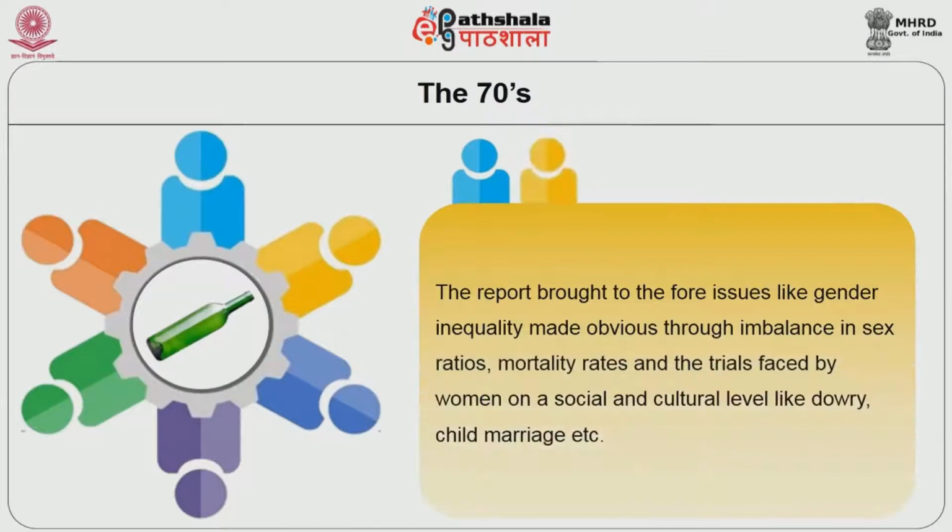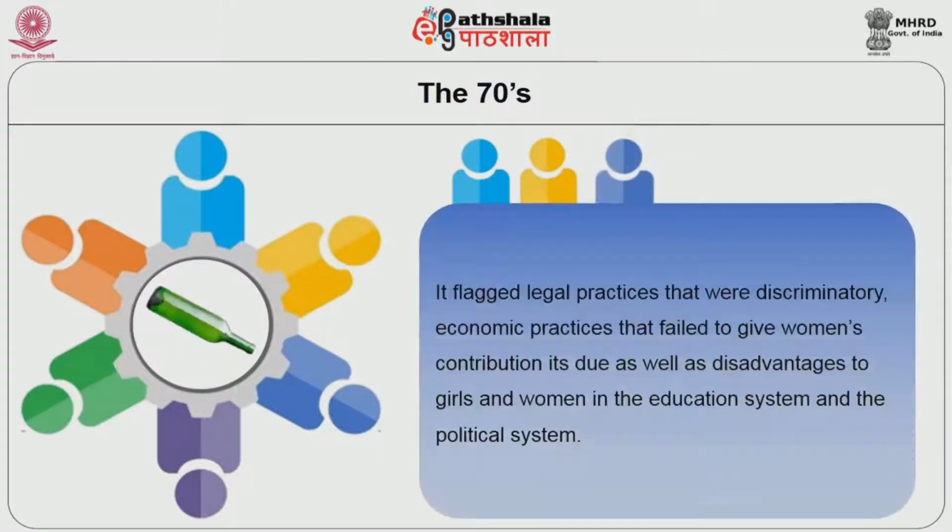The report brought to the fore issues like gender inequality, made obvious through imbalance in sex ratios and mortality rates, and the trials faced by women on a social and cultural level, like dowry, child marriage, etc. It flagged legal practices that were discriminatory, economic practices that failed to give women's contribution its due, as well as disadvantages to girls and women in the education system and the political system.